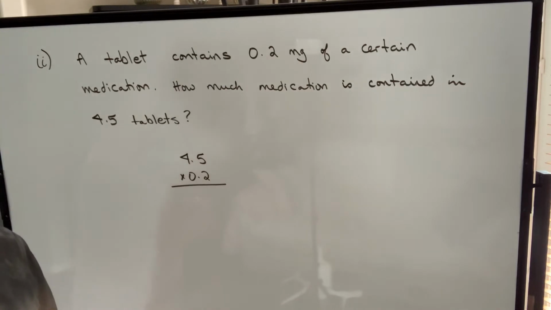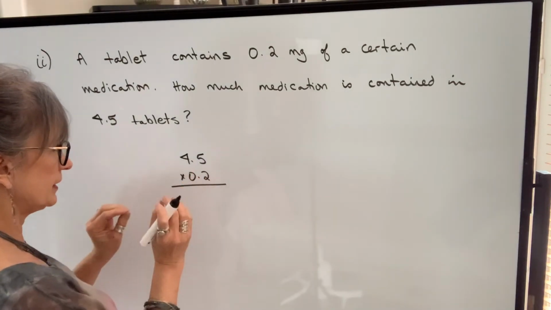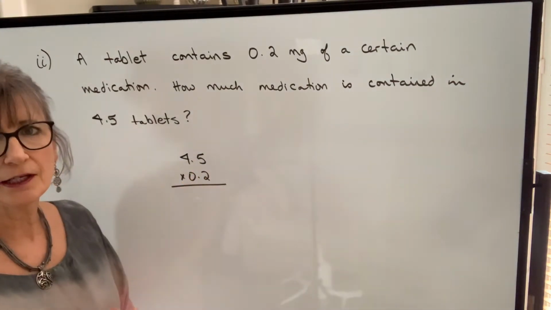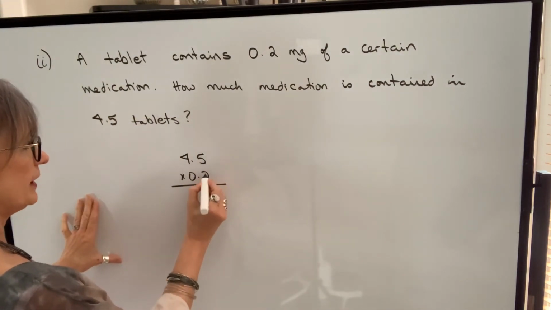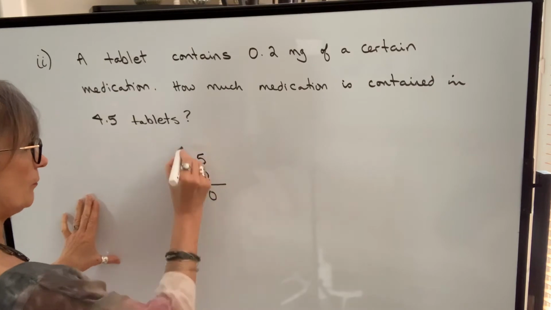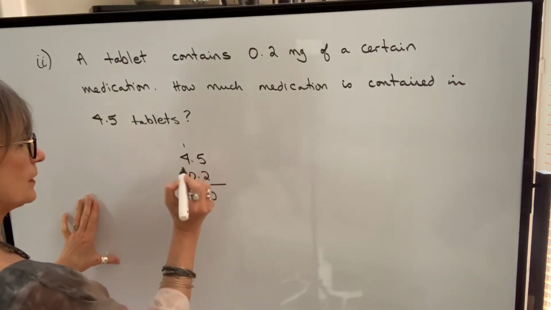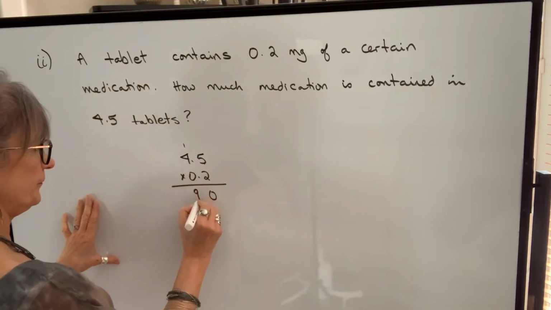Now, in order to do the multiplication, I'm going to ignore the decimal point initially, and I'm going to put it in after I've done my product. So I multiply like I normally do, starting on the right. 2 times 5 is 10, carry the 1. 2 times 4 is 8, plus 1 is 9.